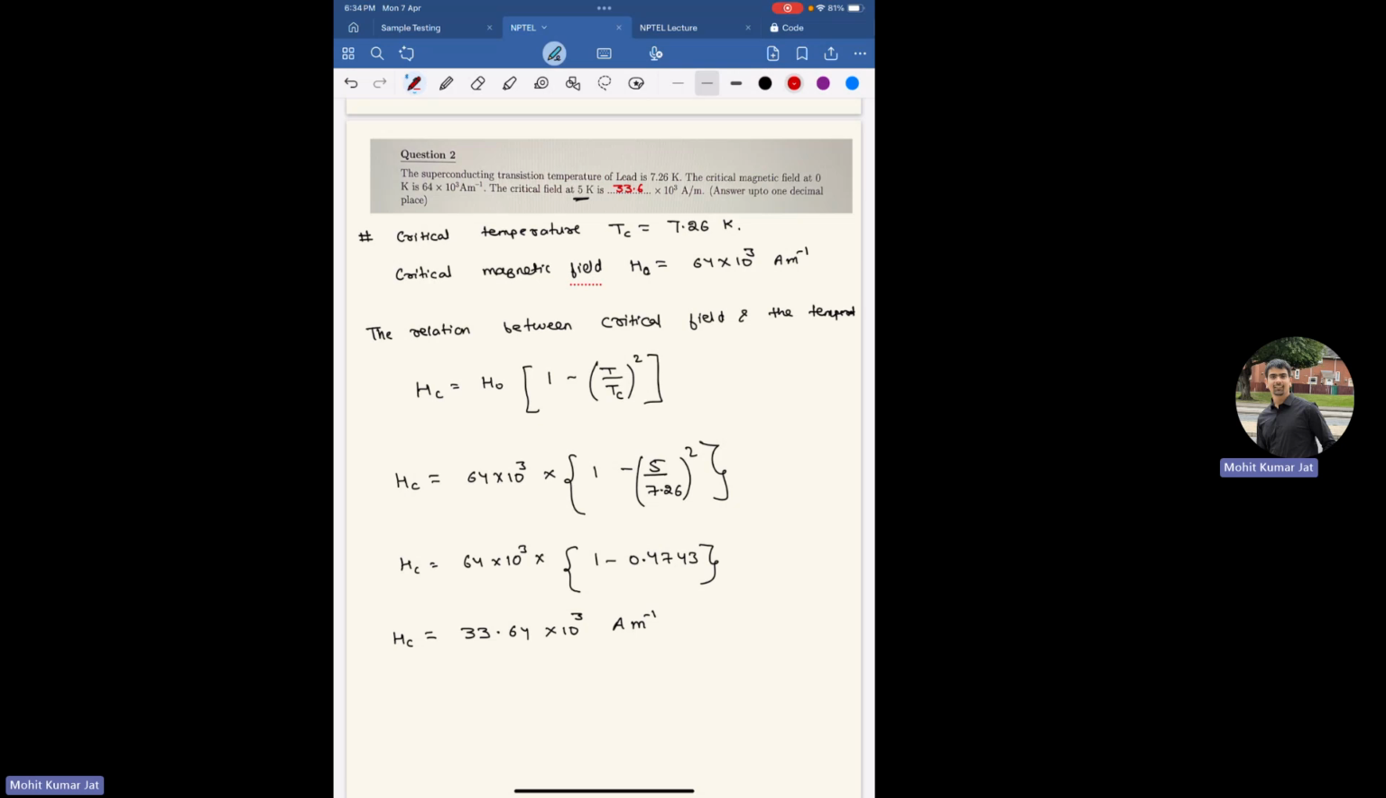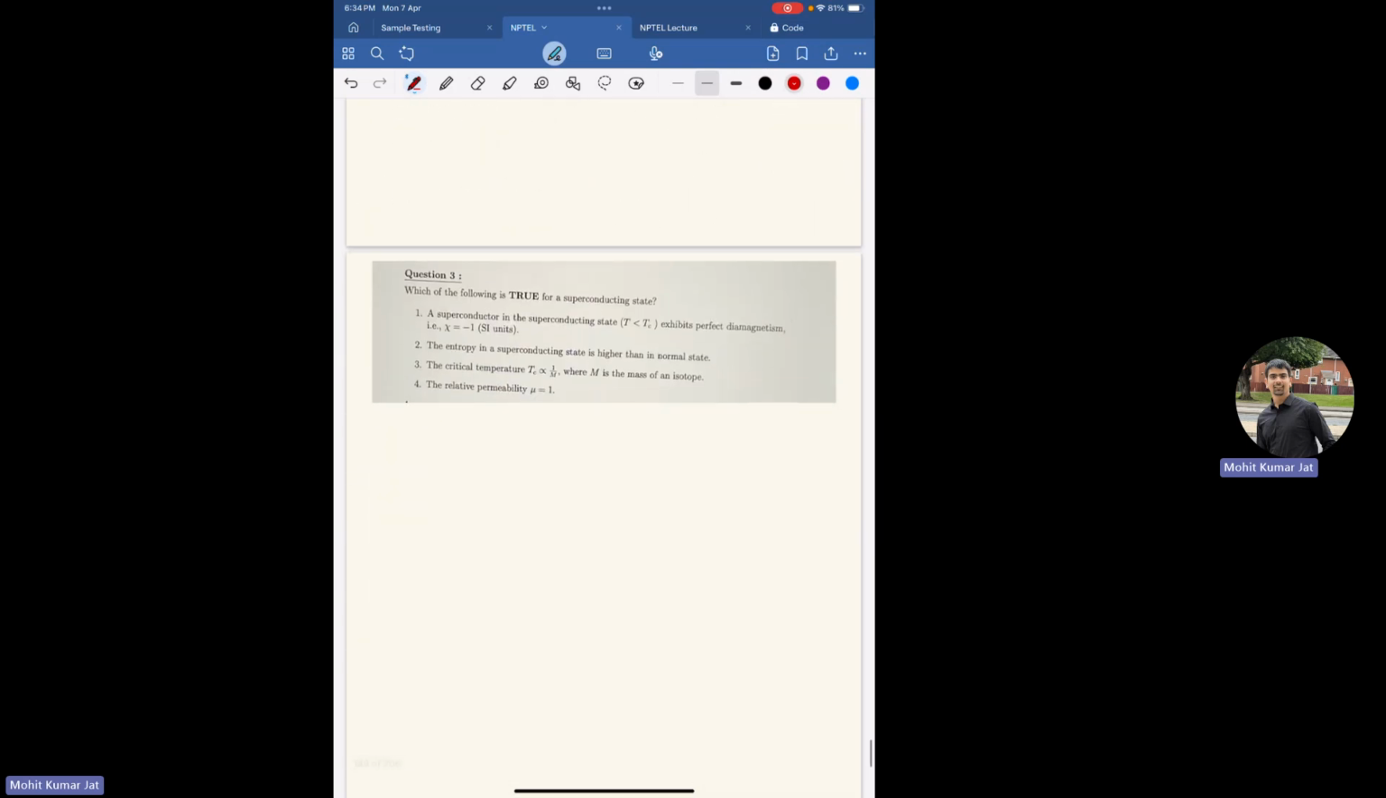Okay. If you don't have any question, let's move on to problem number 3, which is: which of the following is true for a superconducting state? Option 1: a superconductor in the superconducting state exhibits perfect diamagnetism. So let's address this problem one by one. A superconductor in the superconducting state, temperature less than Tc, exhibits perfect diamagnetism, that is chi is equal to -1.